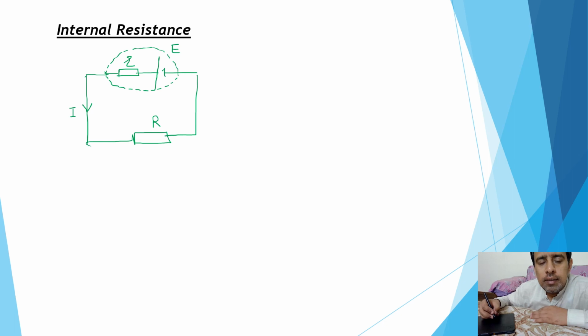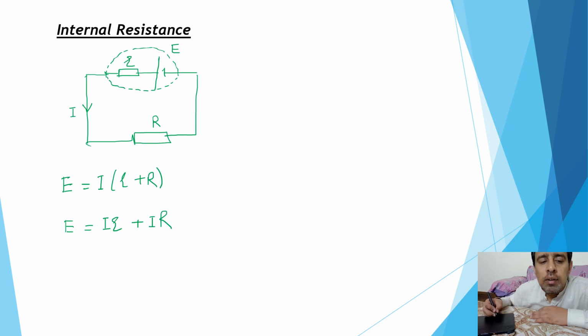Now, look at this circuit. Here, the internal and external resistors are in series, not in parallel, because the current has just one path to flow. The same current flows through small r, then through capital R, and ends at the negative terminal of the cell. So we may write E is equal to I, and the resistors are added because they are in series. So E is equal to Ir plus IR.